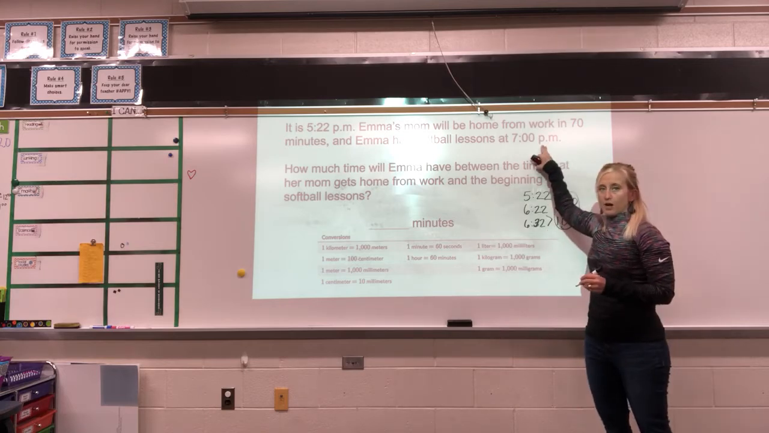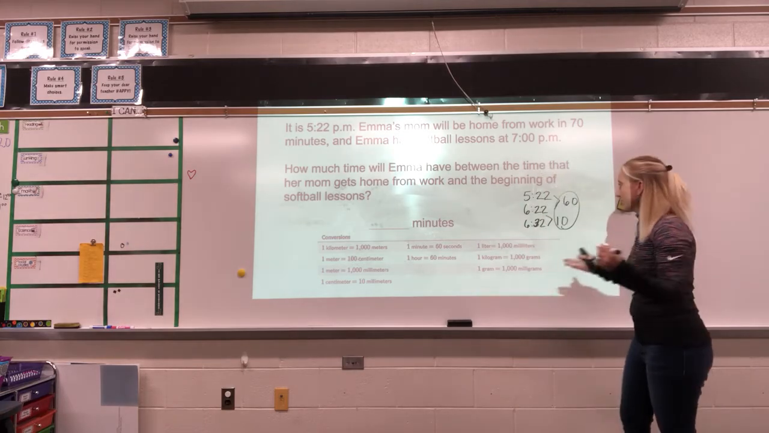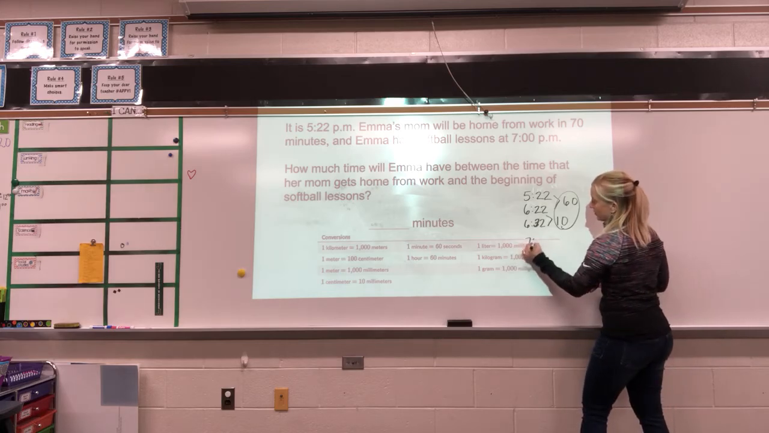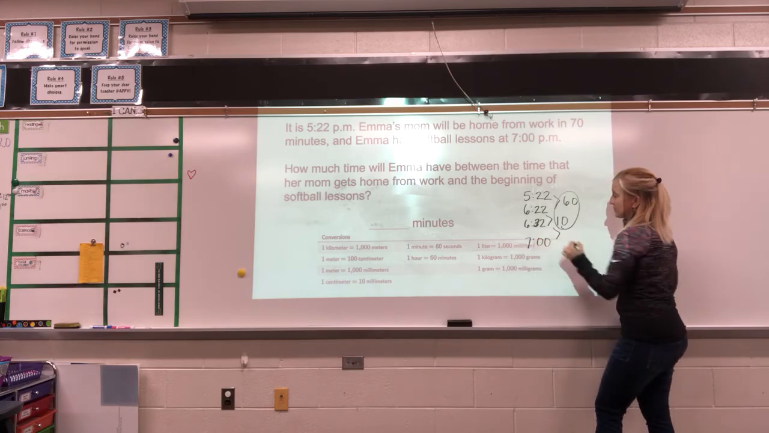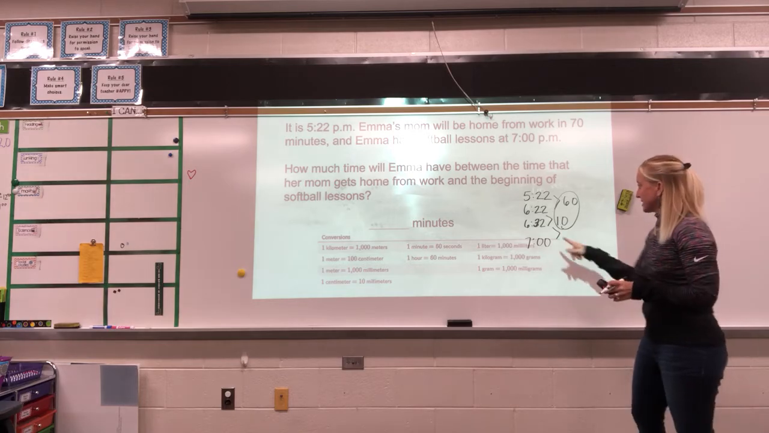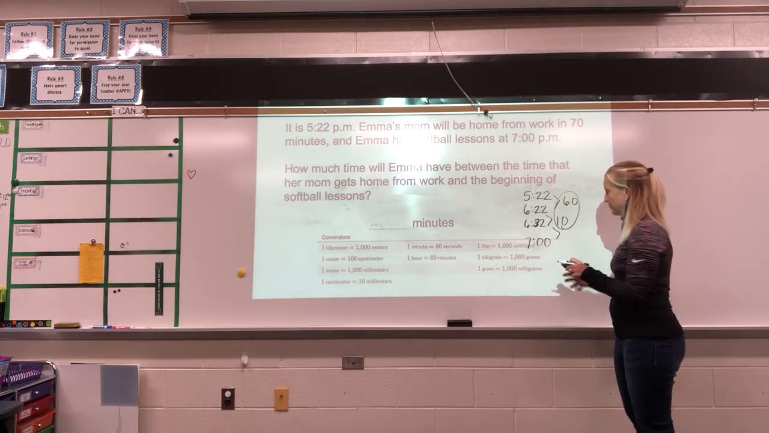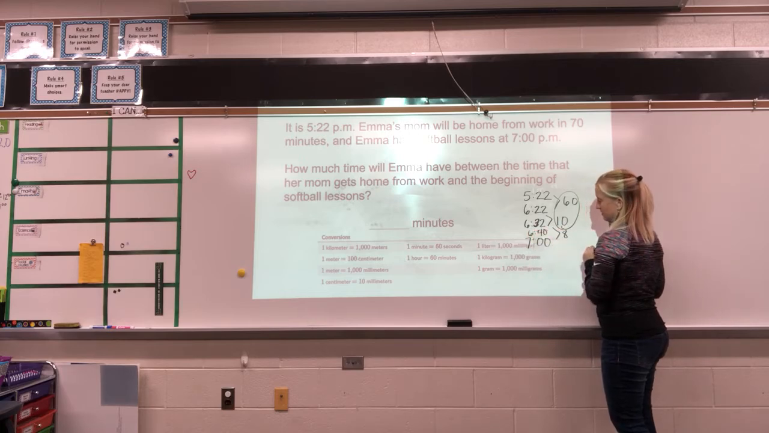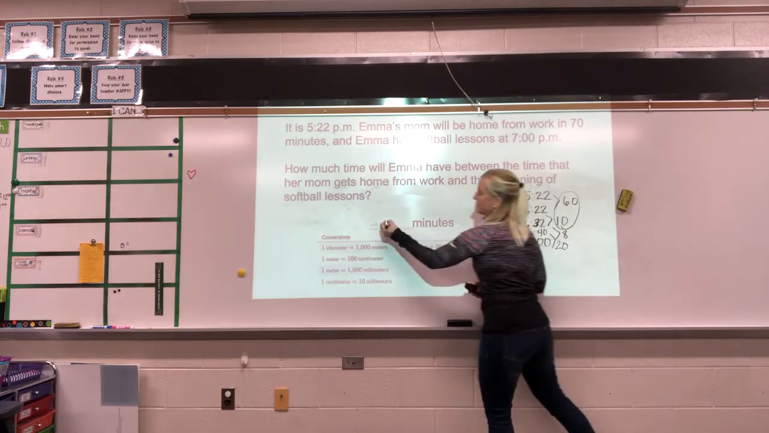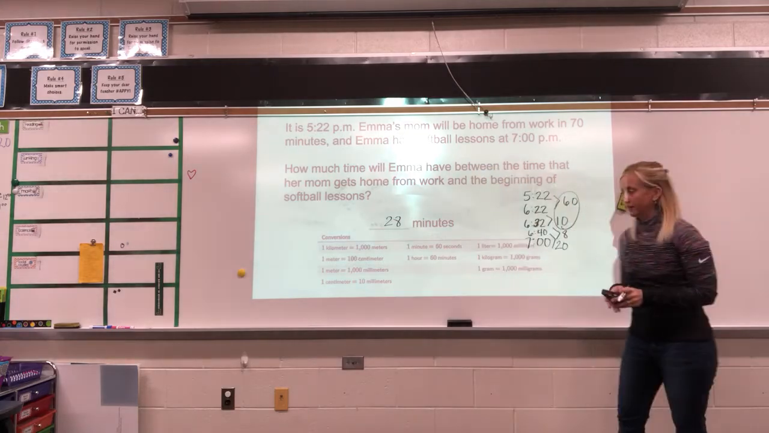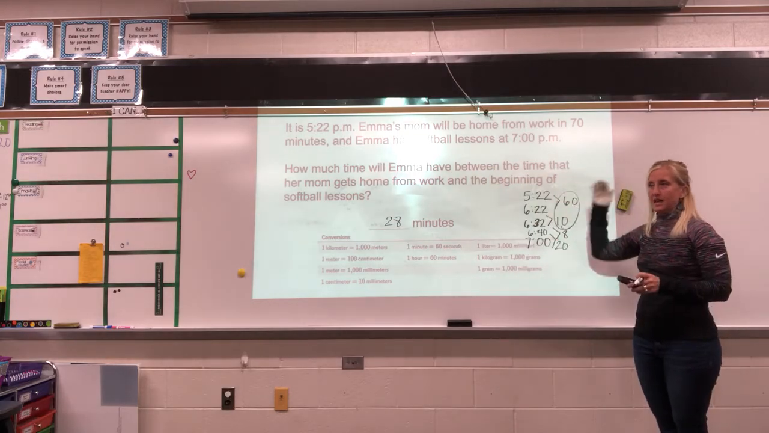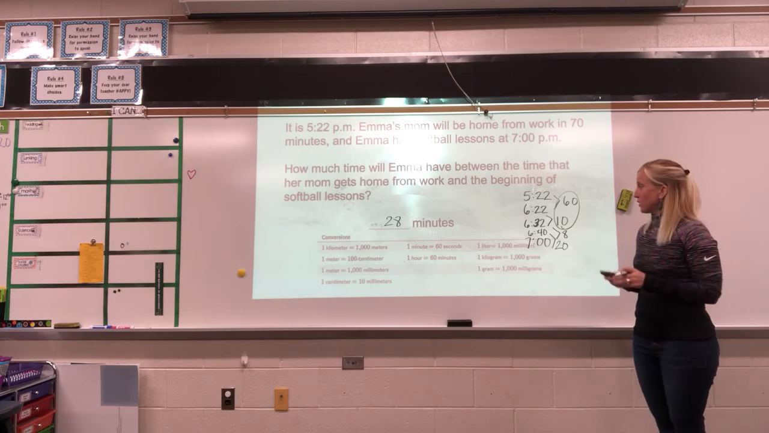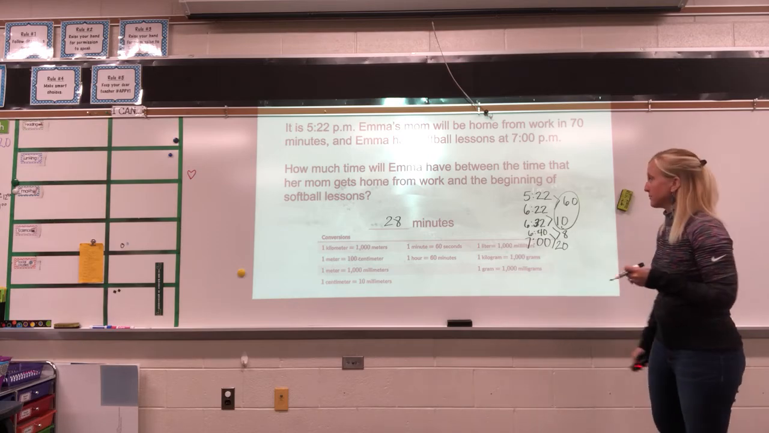And she's got softball at 7. So how long is the time from 6:32 to 7 o'clock? Well, in my head, I'm going to say 6:32 to 6:40 is 8 minutes. And then 6:40 to 7 o'clock is 20 minutes. So 28 minutes is how long she has in between. Notice I'm taking those steps each time rather than trying to do it all in my head at once.